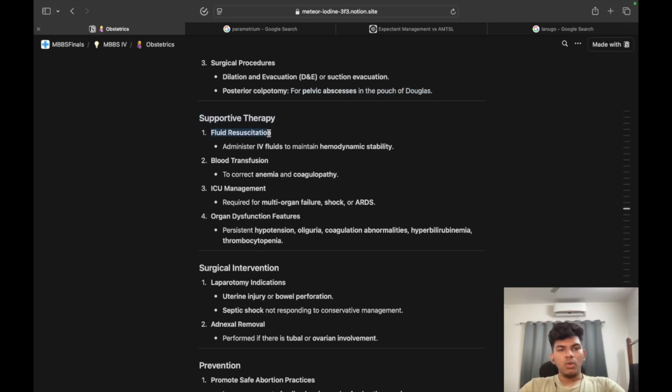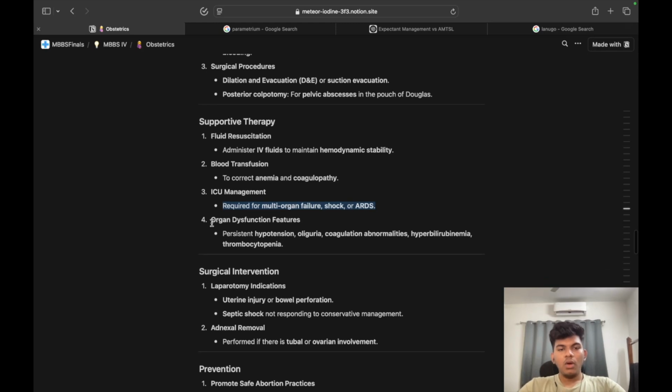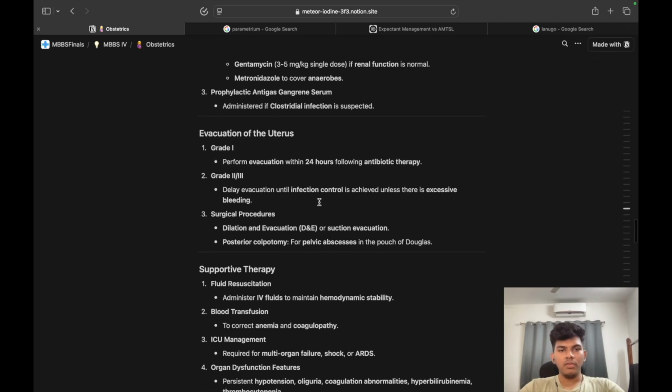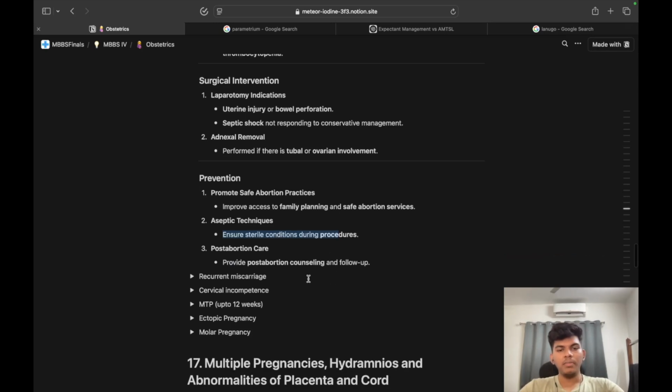Supportive therapy. It is a septic issue, like septic shock. So what do we need to do? Fluid resuscitation: administer IV fluids to maintain hemodynamic stability, and blood transfusion to correct anemia and coagulopathy. ICU management is required for multi-organ dysfunction, shock or ARDS. Organ dysfunction features: persistent hypotension, oliguria, coagulation abnormalities, hyperbilirubinemia, thrombocytopenia. Finally, surgical intervention, laparotomy indications: uterine injury or bowel perforation, septic shock not responding to conservative treatment. Then aseptic techniques, to ensure sterile conditions are maintained, and post-abortive care: provide post-abortion counseling and follow-up.